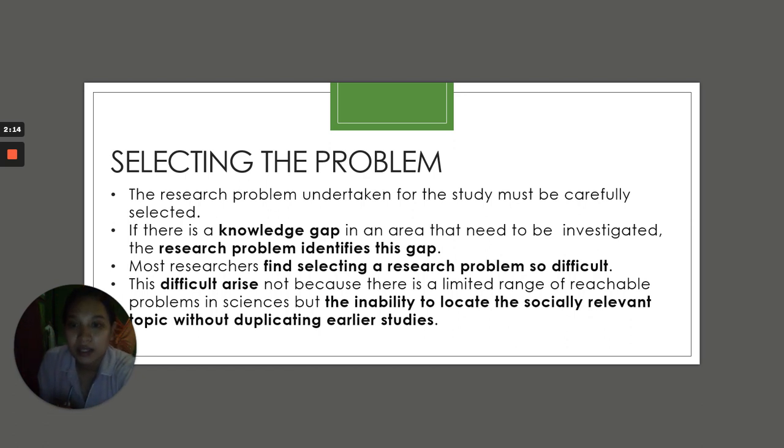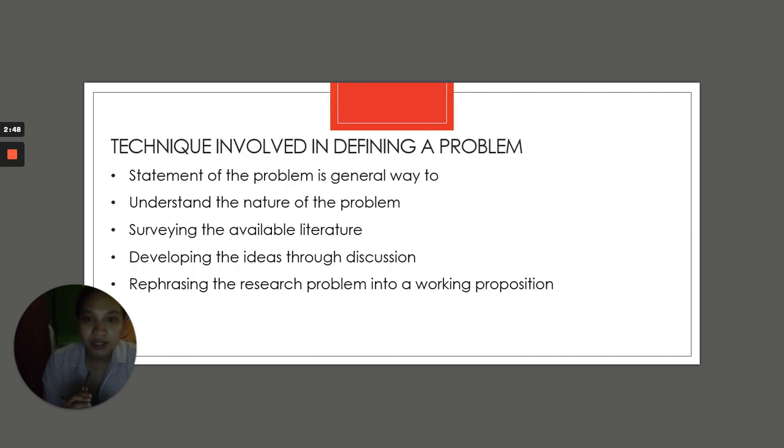So, selecting the problem. The research problem undertaken by the study must be carefully selected. If there is a knowledge gap in the area that needs to be investigated, the research problem identifies this gap. Most researchers find selecting a research problem difficult. This difficulty is not because there is a limited range of researchable problems in science, but because of the inability to locate a socially relevant topic without duplicating earlier studies.